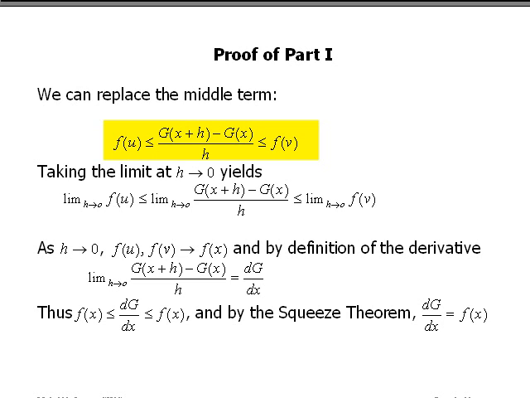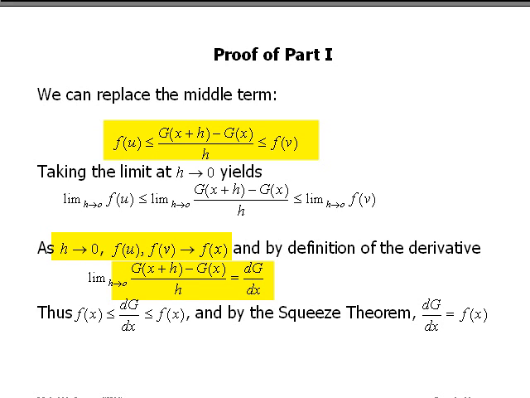Remember, u and v were in the interval x to x plus h. As h goes to 0, they become f of x. There we go. All right. As h goes to 0, this difference quotient becomes the derivative dg by dx.